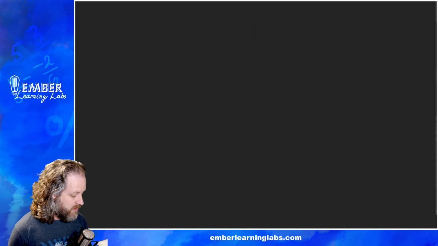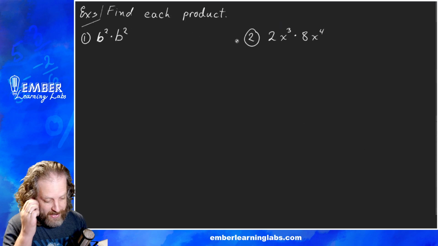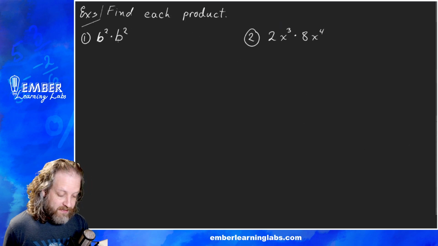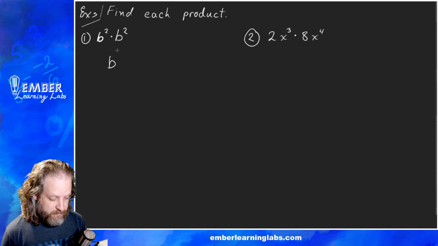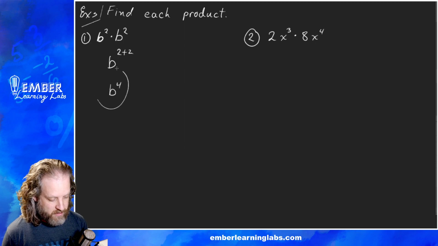All right, let's do another one. We're going to find each product. So again, we have like bases, b squared times b squared. They're multiplied, so we're going to add the exponents. So this is going to turn into b to the 2 plus 2, which of course would be b to the 4th. Easy peasy.